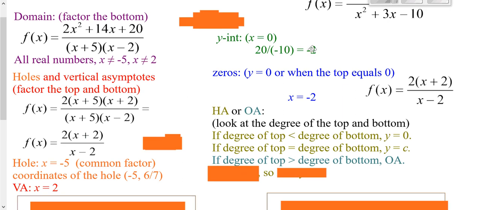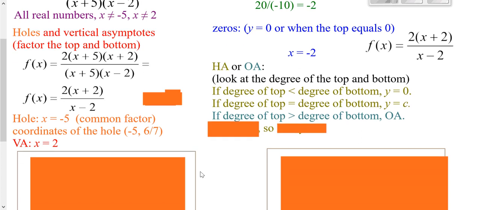So we cross the y-axis at -2, we cross the x-axis at -2. We have a vertical asymptote at x equals 2. We have a hole at the coordinates -5, 6/7. We can plot all that.